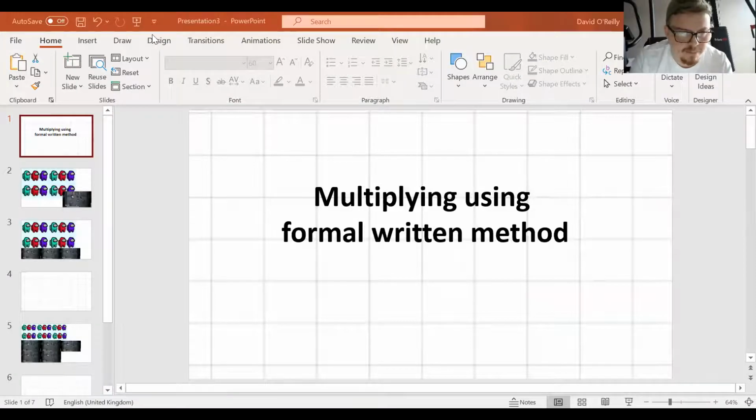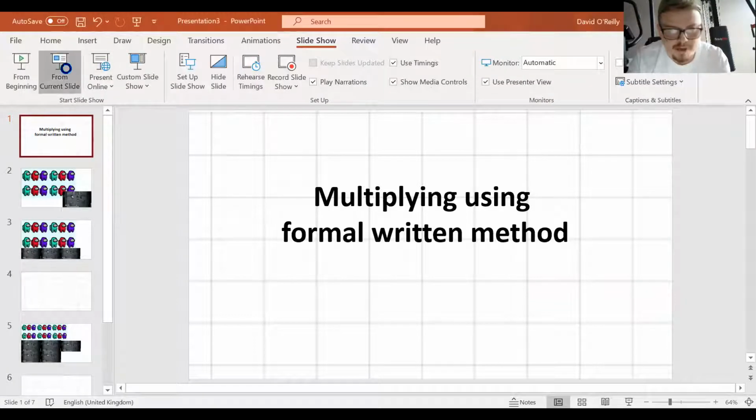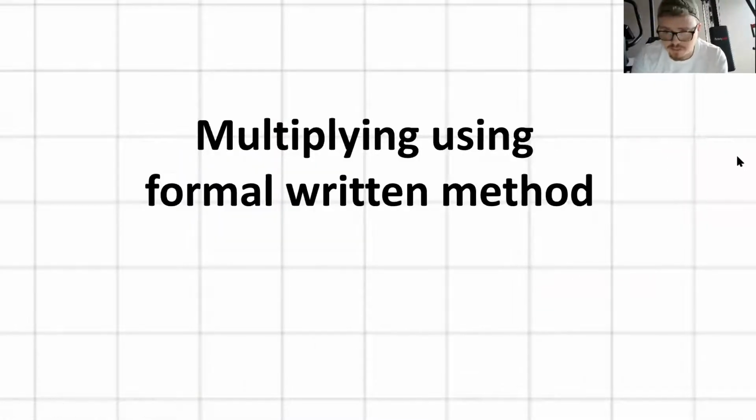Hello, in this video, we are going to be looking at how we multiply using the formal written method. So we are going today to use our friends at Among Us to demonstrate how to do this. So let me share my screen with you. Okay, multiplying using the formal written method.